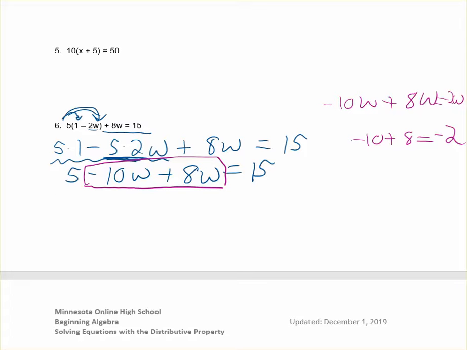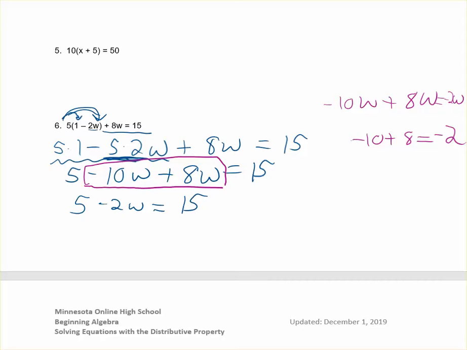So when we go back over here to our equation, the 5 is still there, and then negative 10w plus 8w becomes a minus 2w. Like that, 5 minus 2w is equal to 15.